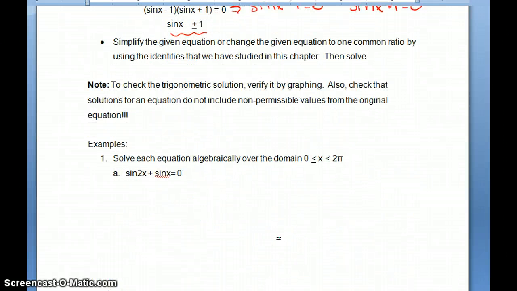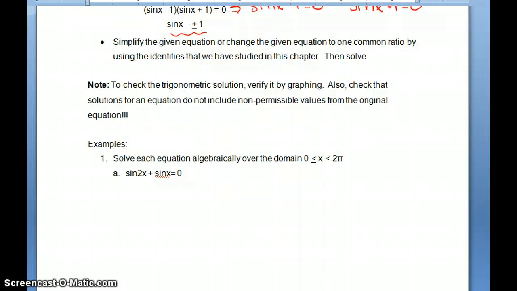So our third strategy here is that we could simplify the given equation, or change the given equation to one common ratio by using the identities that we have studied in this chapter, section 6.3. So that was what we literally just looked at. And that's also previous stuff too. So 6.1, we've studied it through this whole chapter. So once we've done that, then just solve.